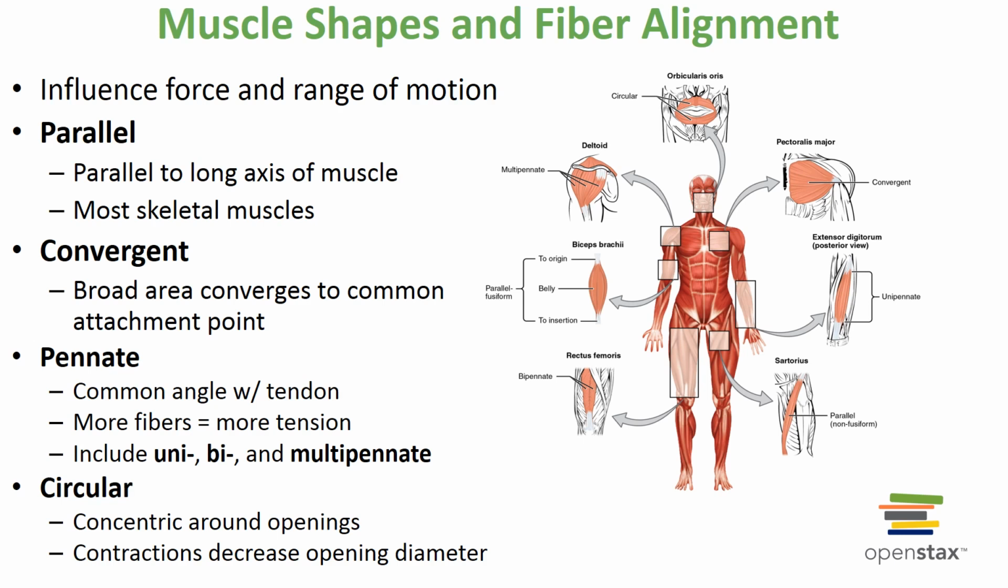Bipennate are when the fascicles insert into the tendon from opposite sides so that the muscle's grain resembles a feather. An example would be the rectus femoris. And multipennate is when the arrangement looks like many feathers situated side by side. An example would be the deltoid.